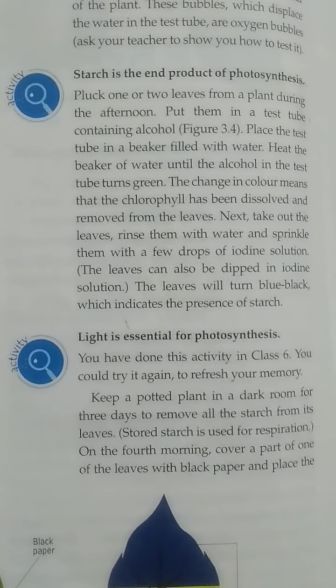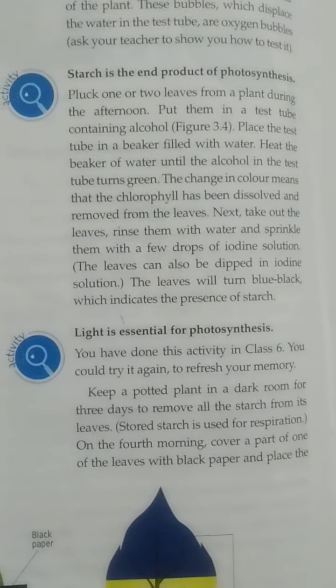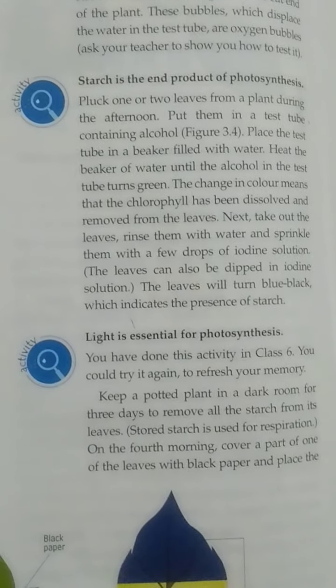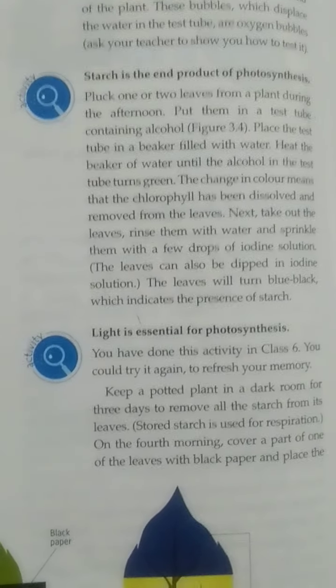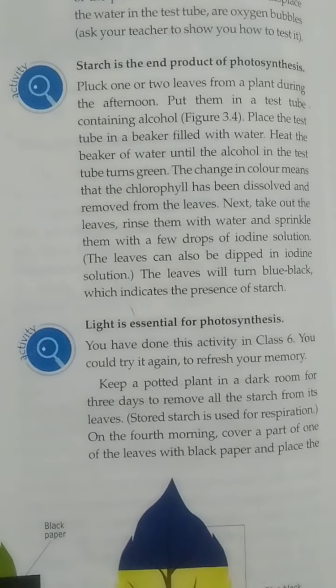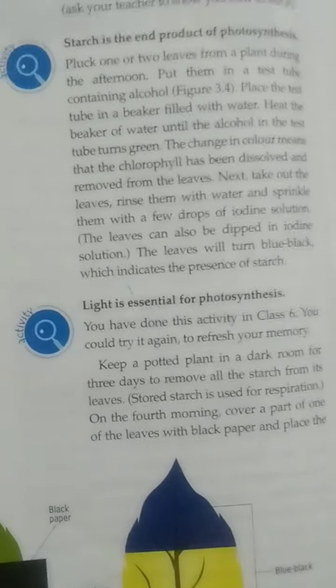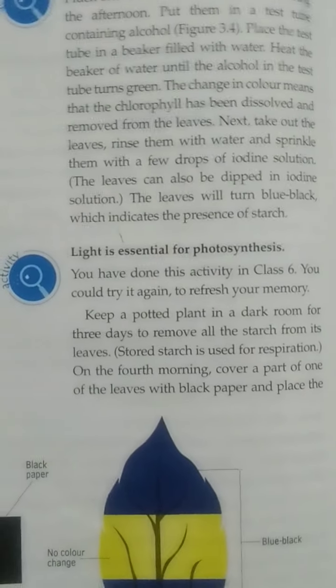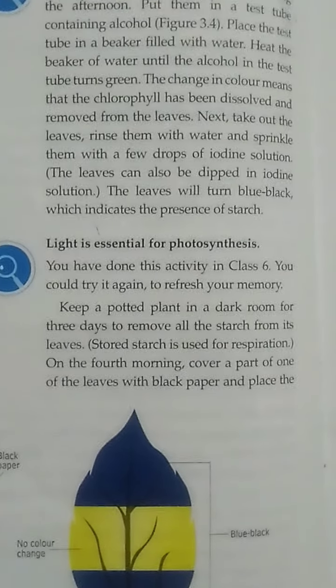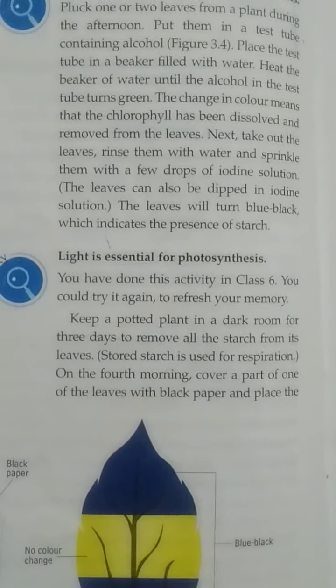Now in this video I will discuss the factor light, which affects the process of photosynthesis. For this, we have to keep a potted plant in a dark room for 3 days to remove all the starch from its leaves. This process of destarching of leaves I have already discussed in my previous video.